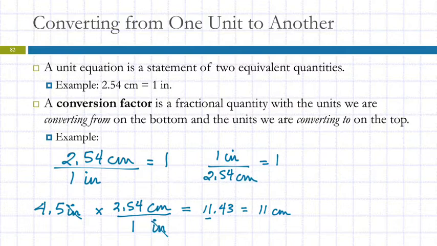And this is an example of an exact conversion factor. So that's not going to change the number of significant figures. Sometimes the conversion factors are not exact. Hopefully the problem is set up so that the conversion factor is more precise than your measurement, so that you're not losing things by converting.